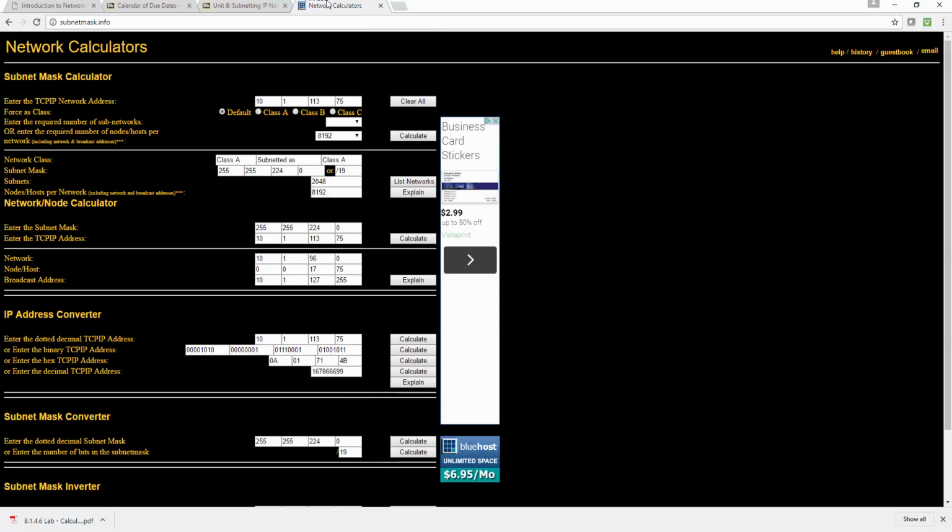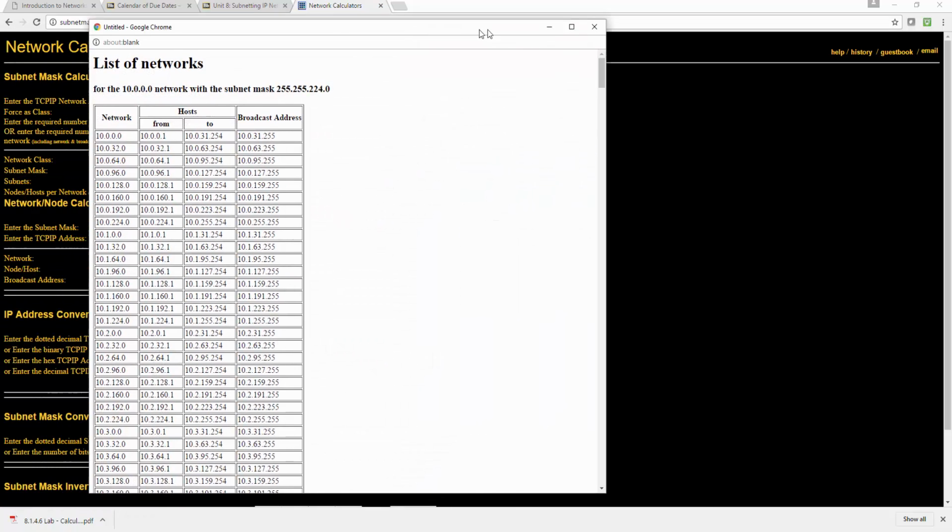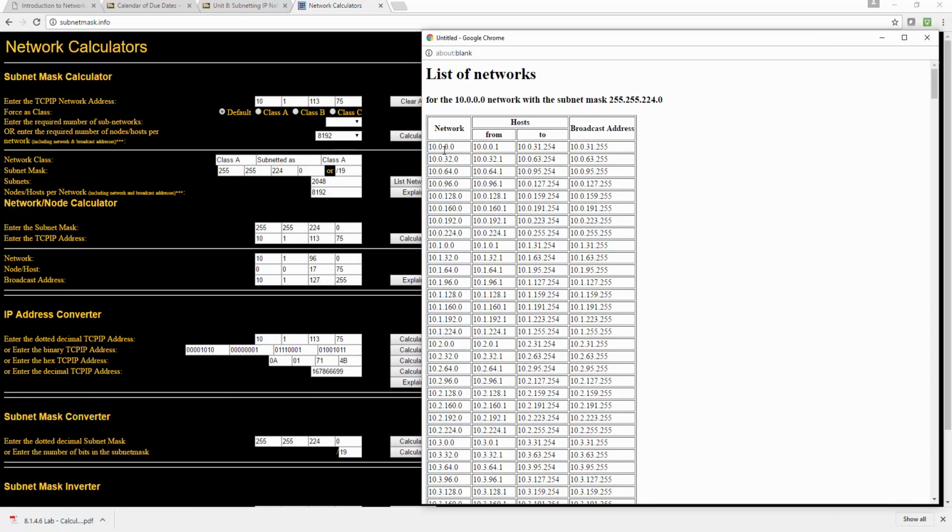And then on this website, if you go to list networks, and even there's an explain, it'll list all of the different networks that you have, and then what the broadcast addresses are for each of those subnets. So you can see here, we listed 127 as our broadcast ID, so 10.1.127.255, which is this one down here. And that's because there's 30 hosts on each of the 2,048 subnets.